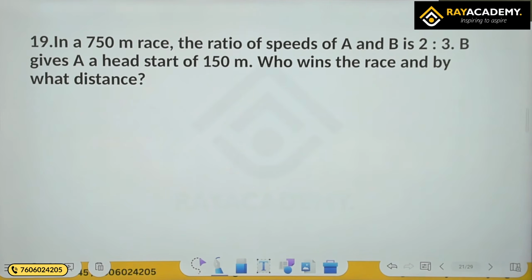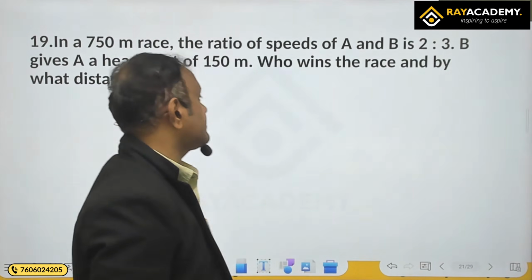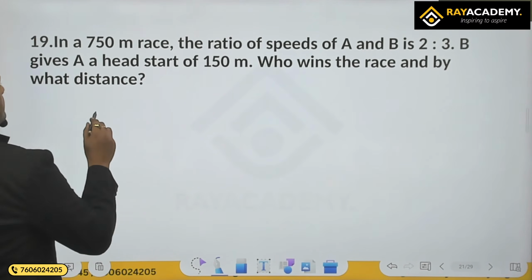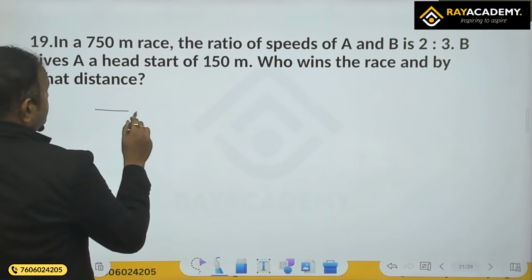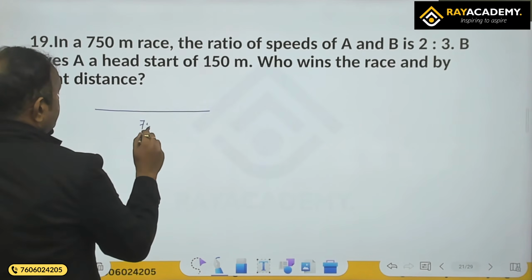Okay, now let's move on. It is a race question. In a 750 meter race, the ratio of speed of A and B is 2:3. B gives A a head start of 150 meter. Who wins the race and by what distance? Okay, this is a very interesting question. In a race, you know what the total is? The total is 750 meter.